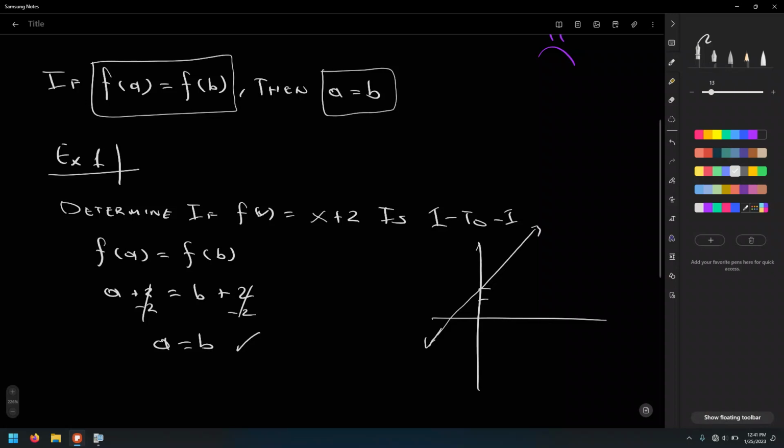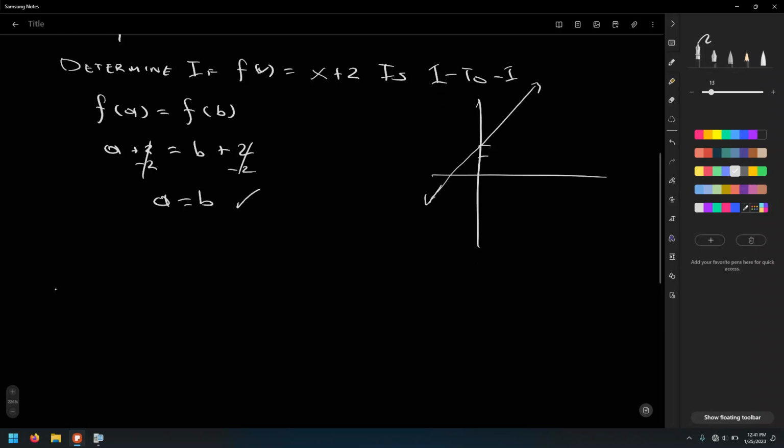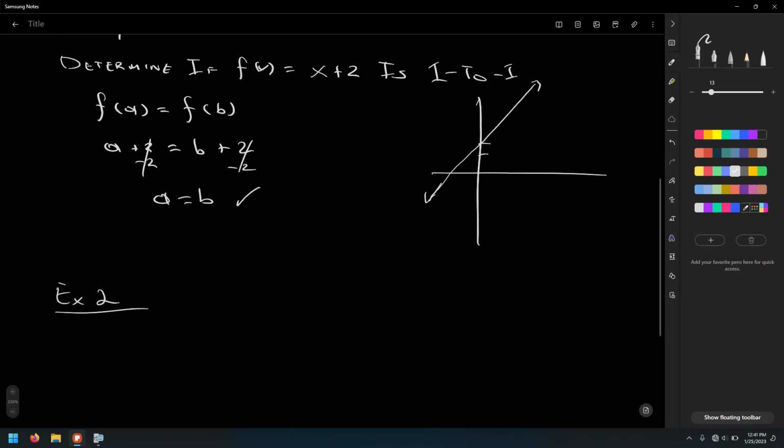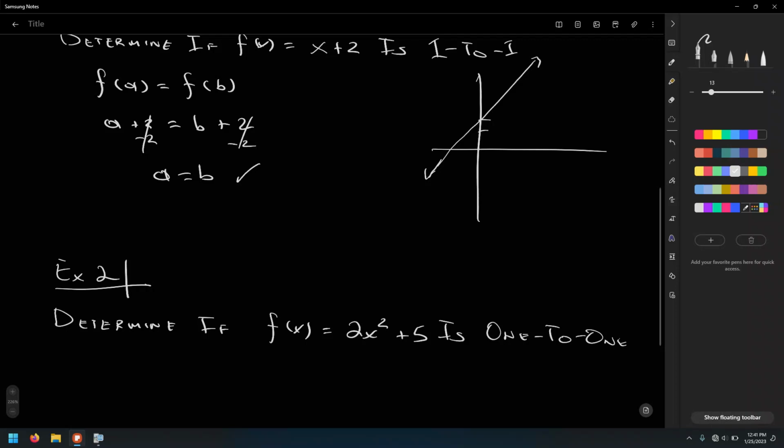Let's do one example in these last few minutes in which it's going to fail. So example number 2. For example number 2, determine if f of x equals 2x squared plus 5 is one-to-one. But in this case, we're going to do it algebraically.